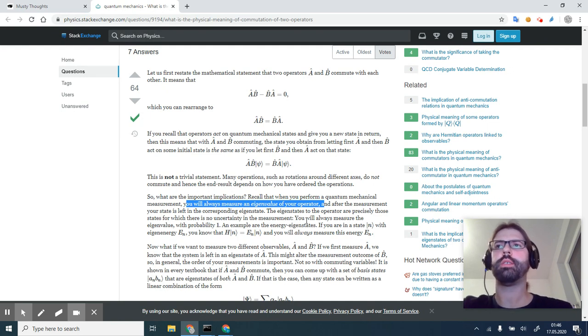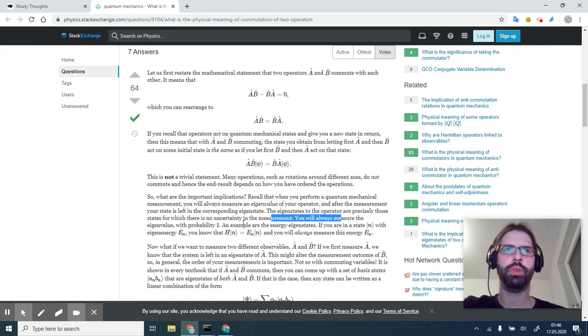Okay, so with a Z measurement, you're getting like +1 or -1, I think, right? Yeah. So those are the eigenvalues. The eigenstates are precisely those states which are known.